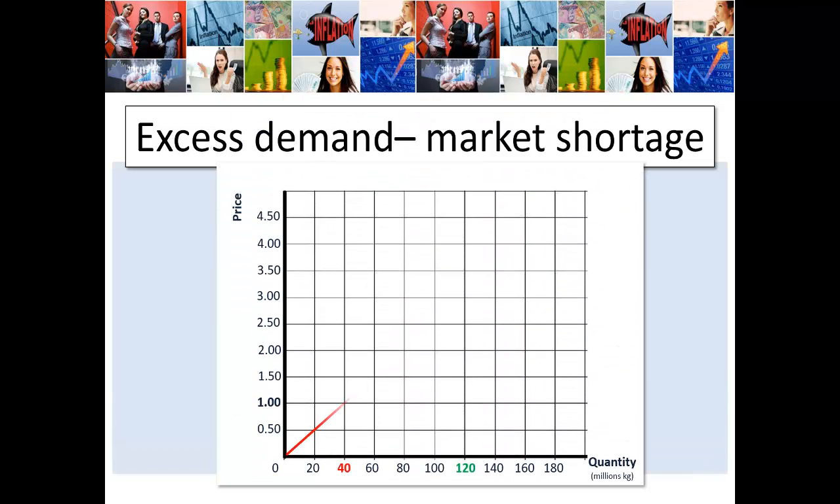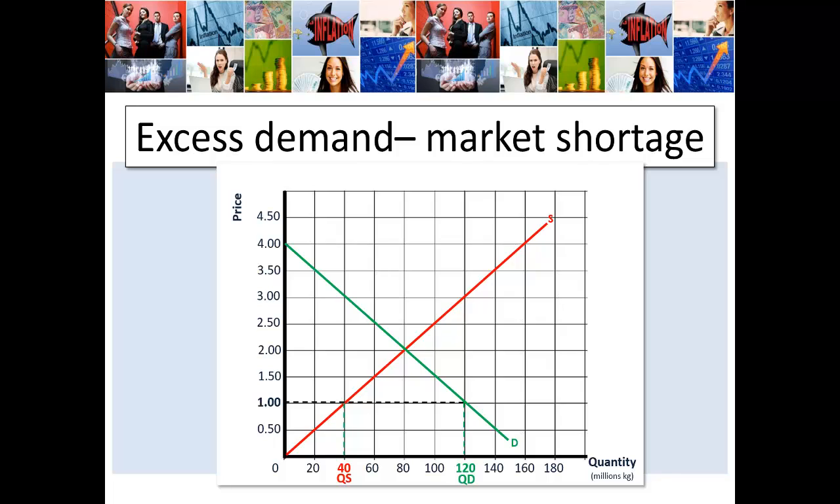And conversely, if the opposite happens and the price is set too low in the market, we will end up with a market shortage. So if for some reason the equilibrium price was not determined at $2, but the price was set at $1, consumers love low prices, producers hate low prices, laws of supply, laws of demand. At lower prices the quantity supplied is going to drop, at lower prices the quantity demanded is going to increase. So at the ridiculously low price of $1, consumers say, oh yeah, we want some of that, and the quantity demanded increases from 80 to 120 as that price dropped.